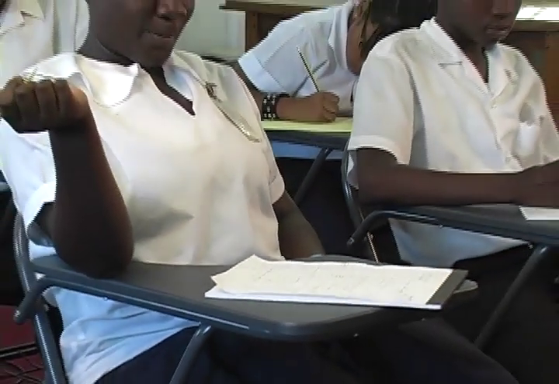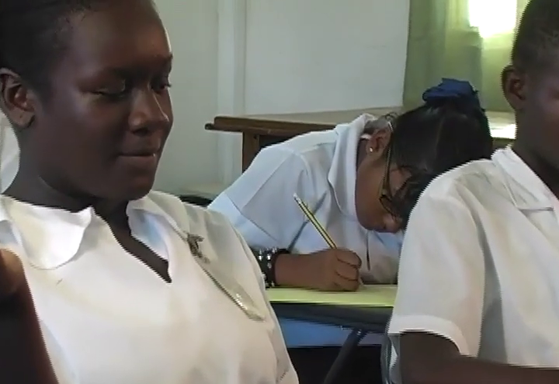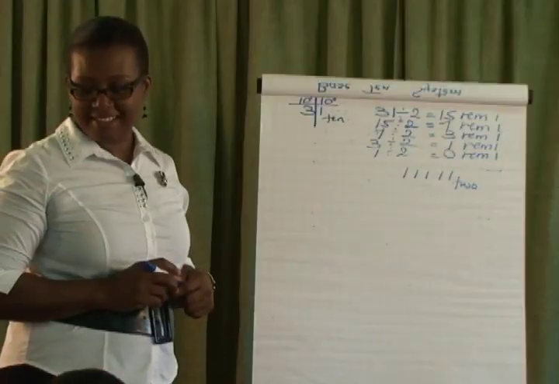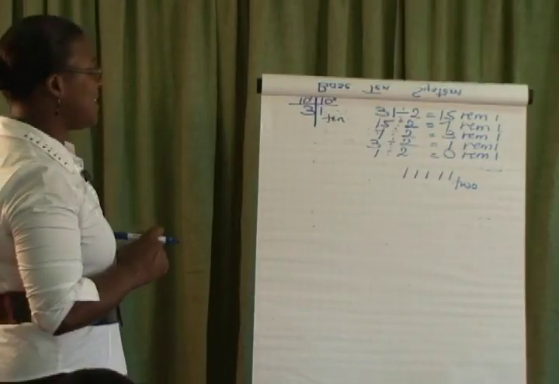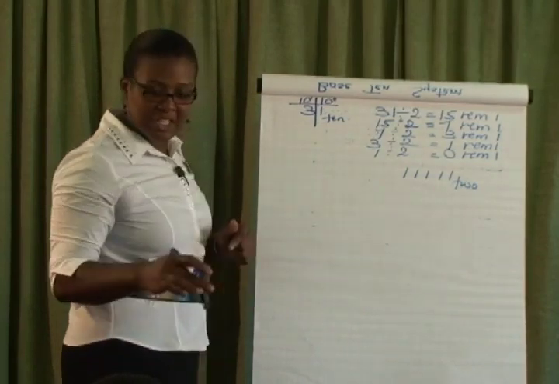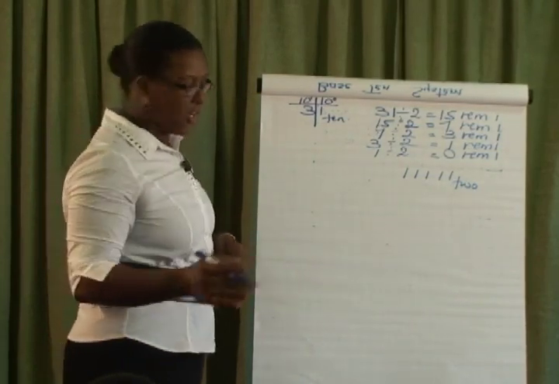You got 31. Yes. Very good. Did everybody else get 31? Neon got 31. Good, so we have 31. So let us do a check on the board.